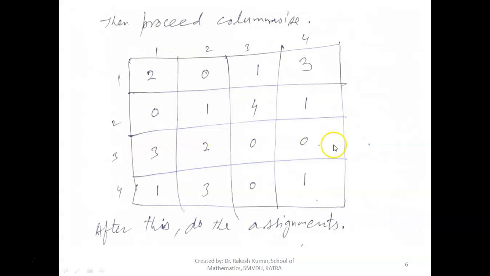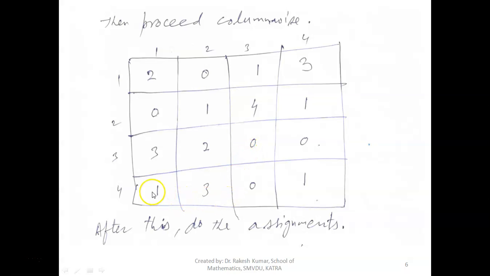Now go to the third row. In the third row there are 2 zeros. Assignment is not possible. Go to the next row, that is the fourth row. Here, yes, there is a single 0. Putting this 0 inside the square, and see in the particular column in which this 0 is lying, is there any other 0? If it is, then cross that. So here it is, so I have to cross it.